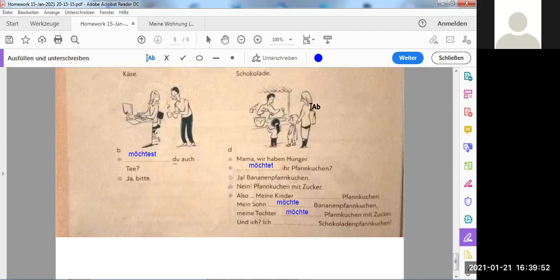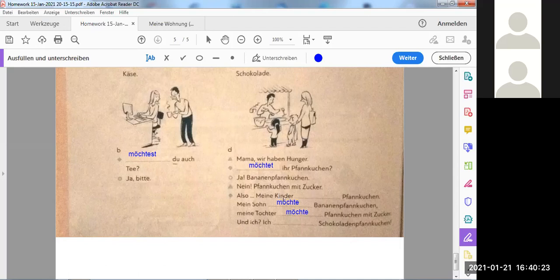Then the mother, you remember, is asking one question to both, plural. Möchtet ihr, you remember ihr? I mentioned this. Möchtet ihr Pfannkuchen? Would you like pancakes? Ja, Bananenpfannkuchen. Okay, because there are different types of pancakes. Banana, chocolate pancakes, and this and that. Nein, Pfannkuchen mit Zucker. Also, meine Kinder Pfannkuchen. Meine Kinder, now I left it deliberately. What are you going to put here?